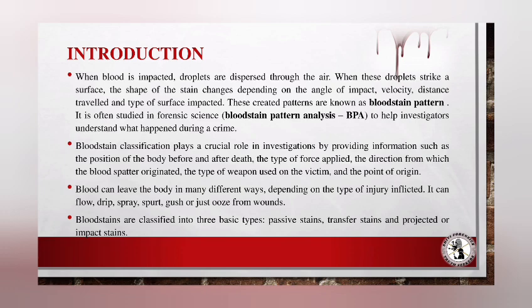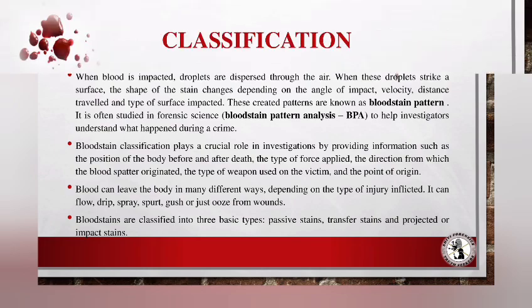Blood stains are generally classified into three major categories: passive stains, transfer stains, and projected stains. Let's see the classification in detail.